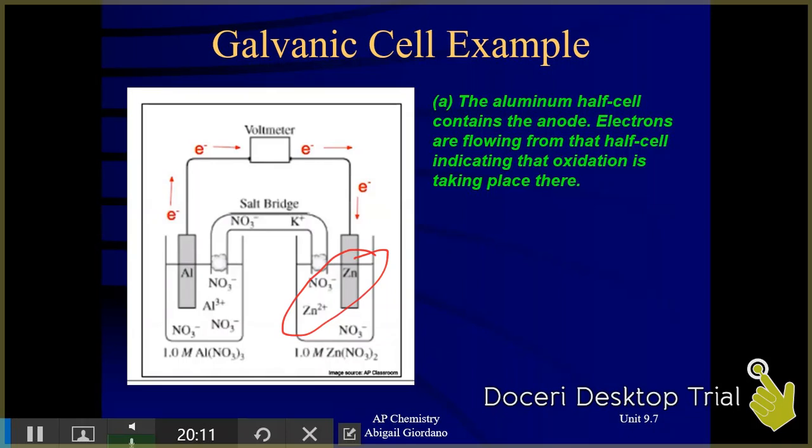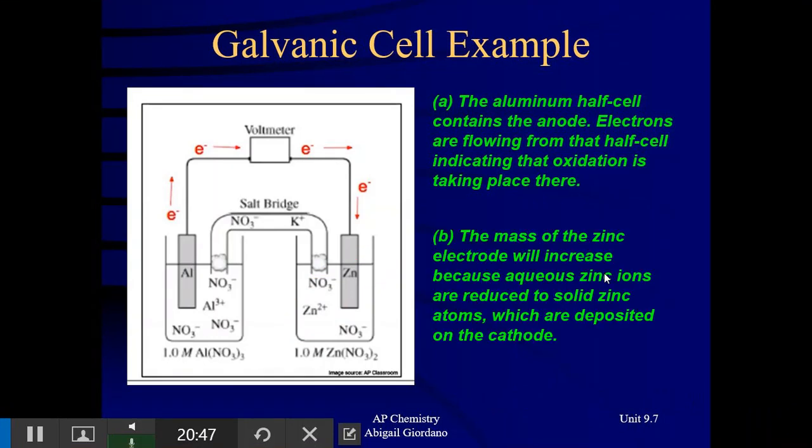Okay, and if you're thinking correctly, it should come into your mind that it's going to look like this. Because zinc is being reduced from plus 2 to 0. I said the mass of the electrode will increase, because aqueous zinc ions are reduced to solid zinc atoms, and those atoms are deposited on that cathode, on that zinc electrode. You could say either one.